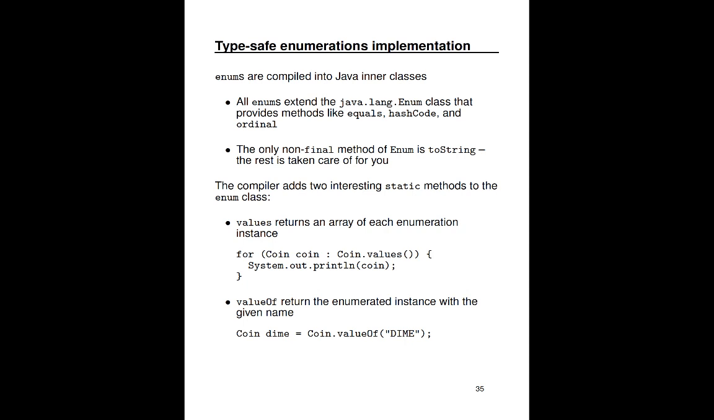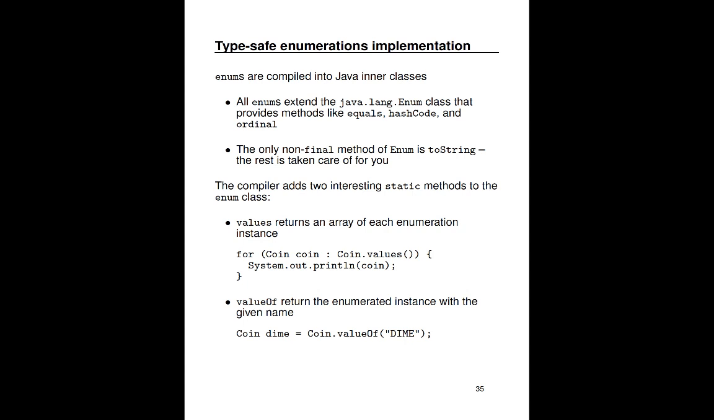The compiler also adds static methods. There are a couple of static methods that are added to the enum class. Let's say you've got an enum that represents coins, U.S. coins, pennies, nickels, dimes, etc. If you want to get all of the enum instances, you would say coin.values, and that returns an array that has each instance of the enumeration, so you can iterate over them that way.